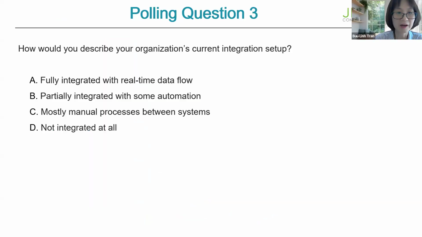Yeah. So we have our third polling question. How would you describe your organization's current integration setup? Fully integrated with real-time data flow, partially integrated with some automation, mostly manual processes between systems, or not integrated at all. I know they're going to show the results, but we're going to move forward to the next slide.